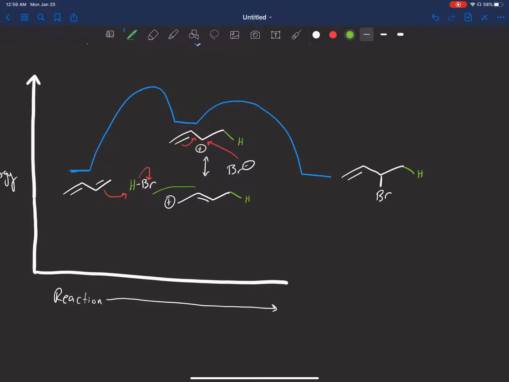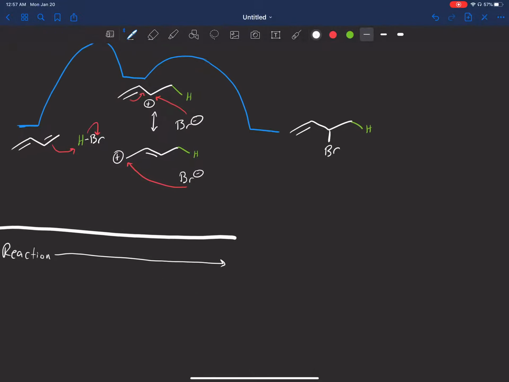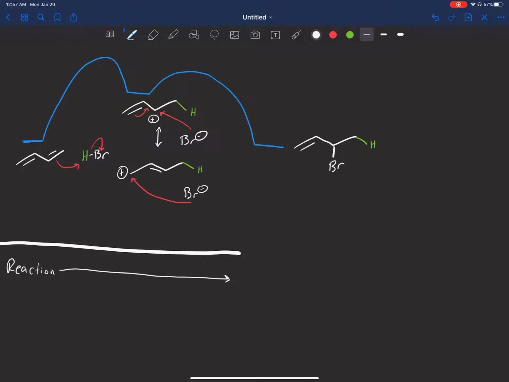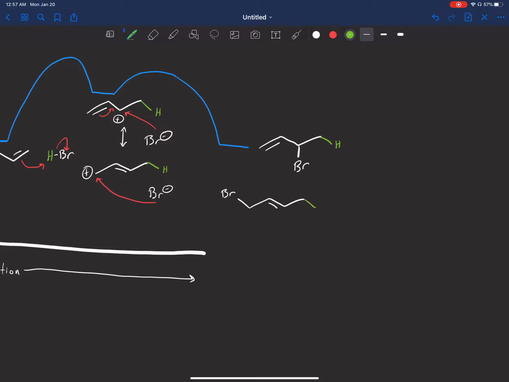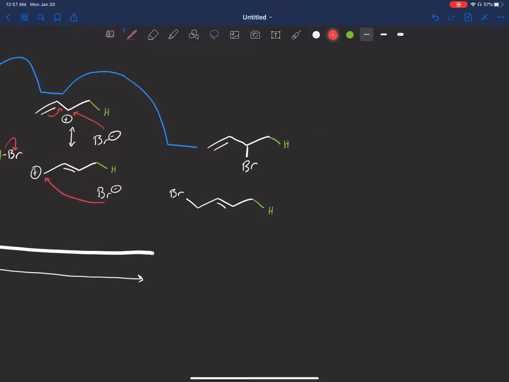Now what if it attacked this intermediate right there? All right, so here's our bromine. Let's draw another one. Now it's going to attack that carbocation. So before I even draw the lines on the energy diagram, let's just draw that product. The double bond is now here. Our bromine is going to come off of here. And our hydrogen is still there. All right, so what I want to do is look at both of these products right here.